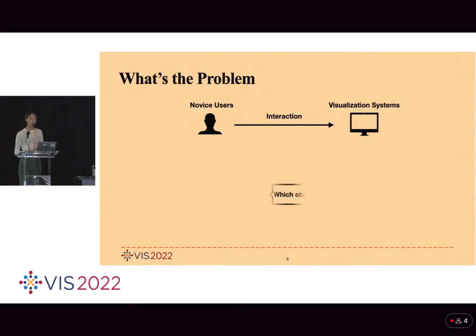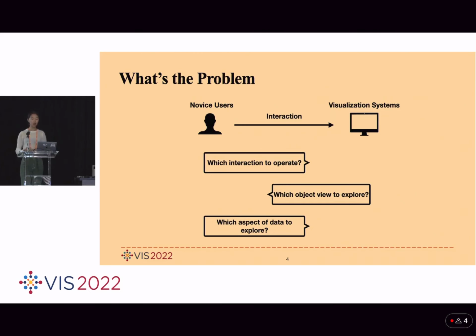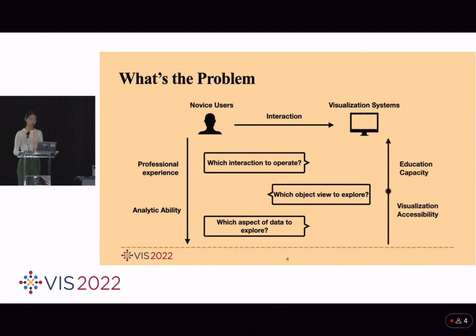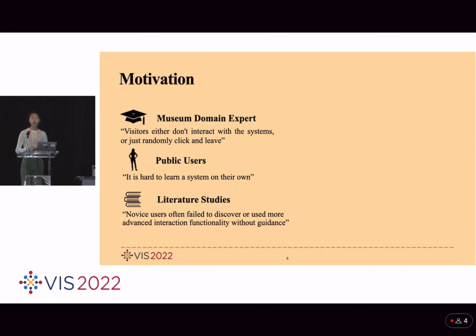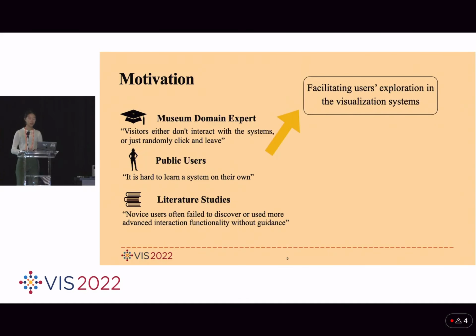Which interaction to operate and which part of data to explore are hard questions for public users. Making these decisions largely relies on professional experience and analytic abilities, which is a huge challenge for non-professionals. Through our interviews and literature studies, we concluded that users find it hard to construct interactions in visualization systems without proper guidance and instructions. So facilitating users' exploration in visualization systems has become a significant priority.